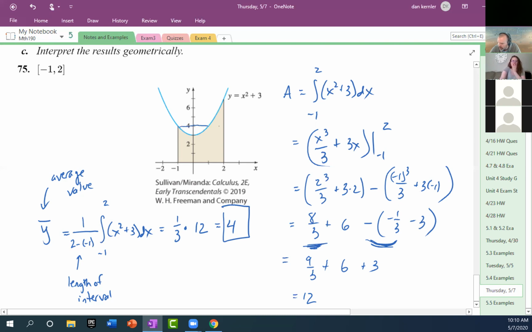And I think that actually seems plausible because it starts at 4, kind of goes below 4 for a little bit, and then goes above 4. So it's plausible. It makes sense to me. It's reasonable that the average value is 4. If I had gotten like 2, that wouldn't make any sense to me because it's below that. It doesn't make any sense.